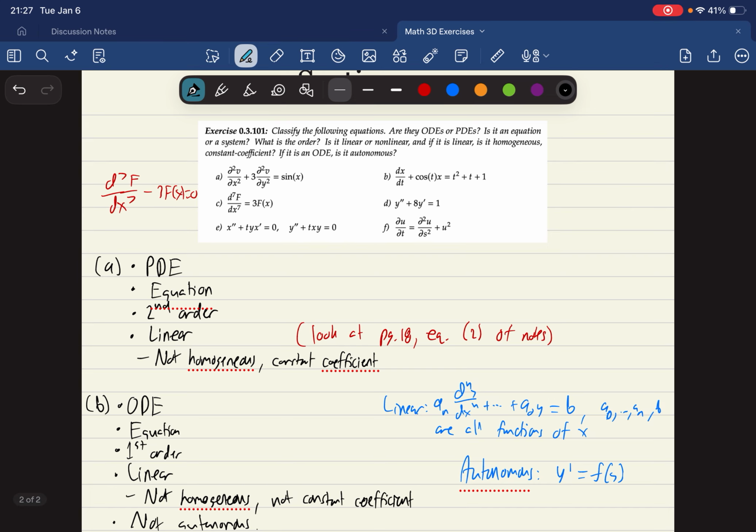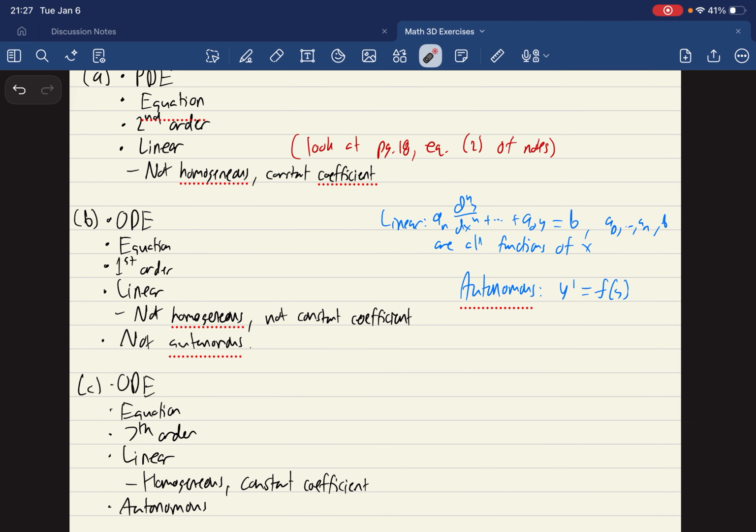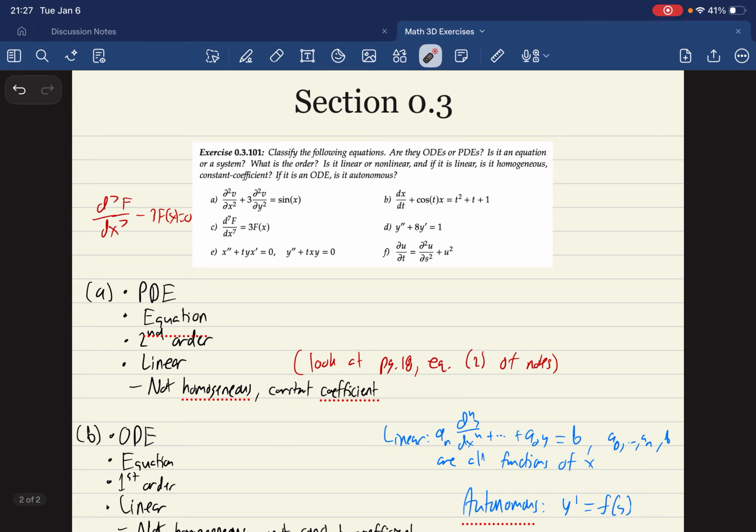Now let's do part D. So single derivatives, there's no partial derivatives, so this is an ODE. It's a single equation, so it's an equation. The order, well, we have a first derivative and we have a second derivative. The larger of the two derivatives is the second one. 2 is bigger than 1. So this is a second order ODE.